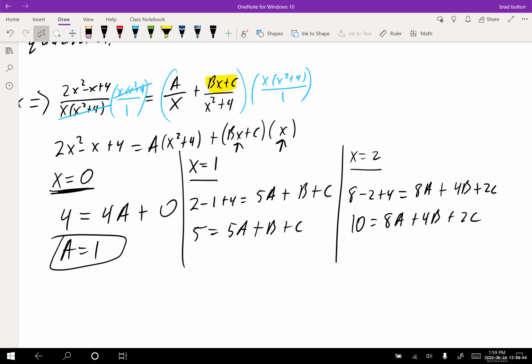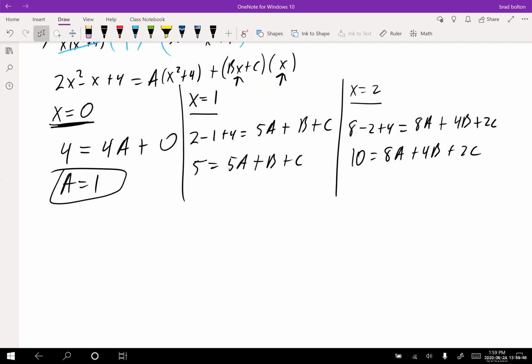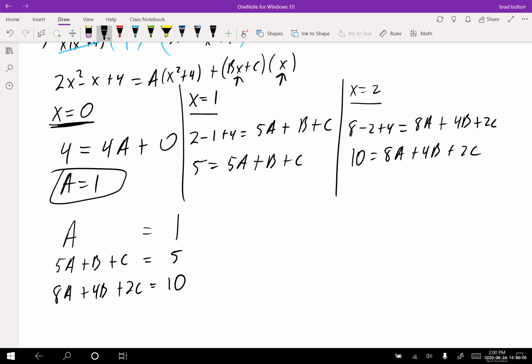All right, so maybe I can make my life a little bit easier. Let's kind of write all these out now. So I have a equals 1. I have 5a plus b plus c equals 5. And I have 8a plus 4b plus 2c is equal to 10. So these are 3 equations that I have. Do you guys remember anything that will help you deal with this situation?